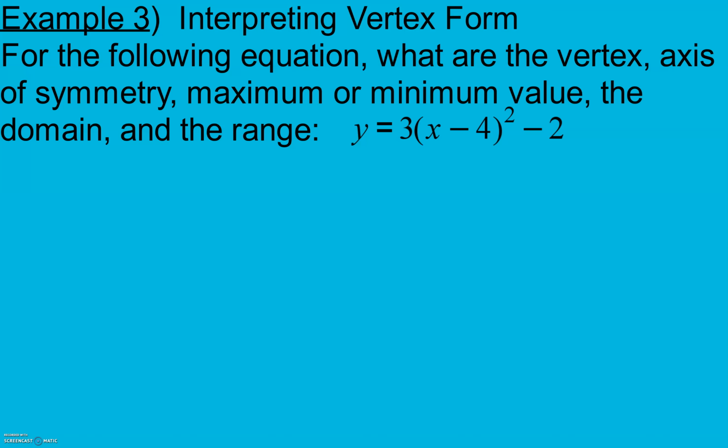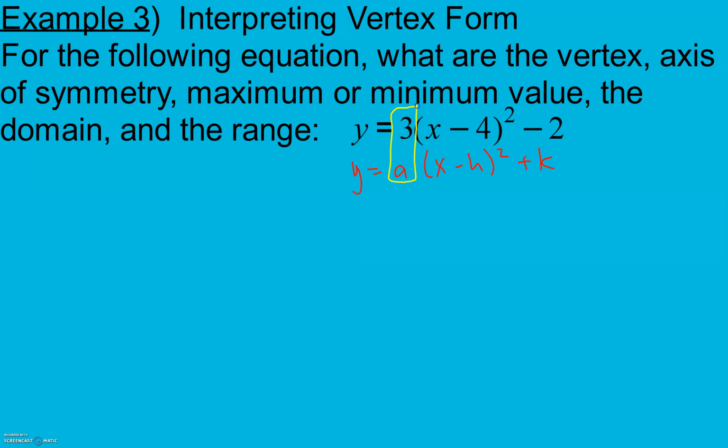In example 3, for the following equation, what are the vertex, axis of symmetry, maximum or minimum value, the domain, and the range? So we've got a lot of things we need to figure out. And right now our function's in vertex form. Remember, vertex form is y equals a times x minus h squared plus k. These values tell us a lot.